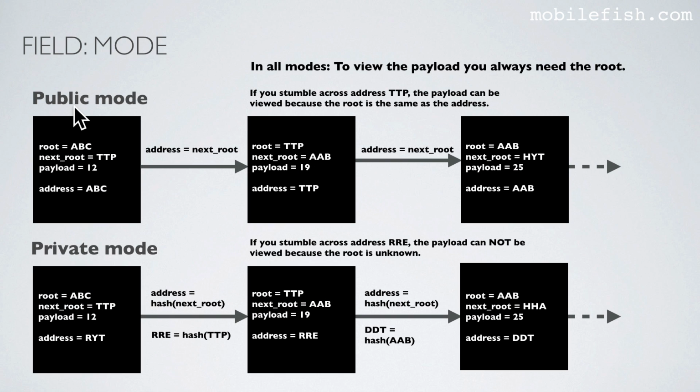This is the public mode. Here are 3 messages. Address 1 has address ABC. To get the next message in the message chain, you always need the root. In public mode, the address is the same as the root. Important to remember is that to fill the payload, you always need the root.